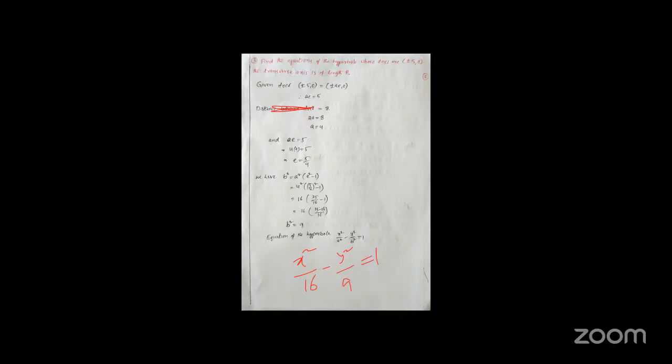So next, let us discuss one more problem. So the question is here: find the equation of the hyperbola whose asymptotes are the straight lines x plus 2y plus 3 equal to 0, comma, 3x plus 4y plus 5 equal to 0, and which passes through the point 1 comma minus 1.